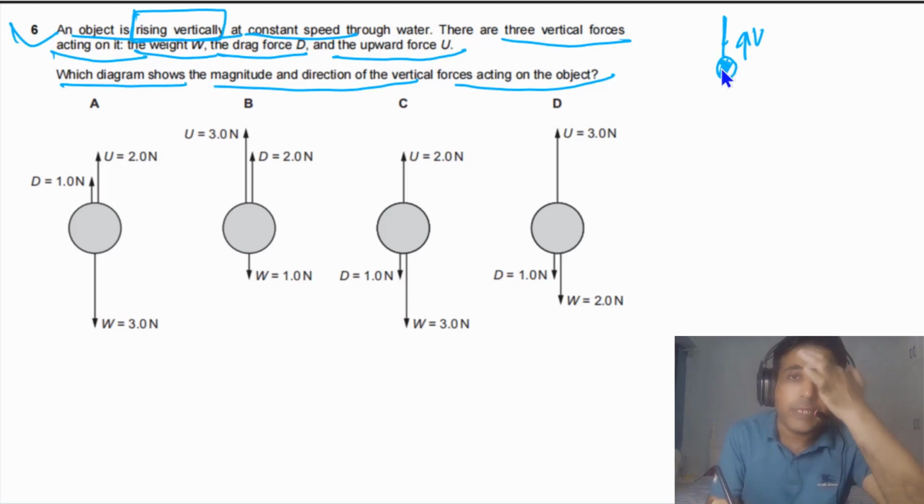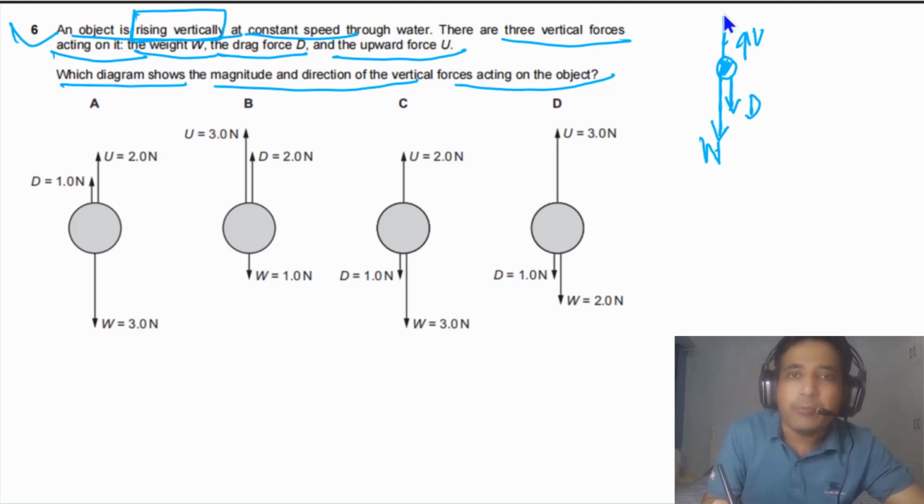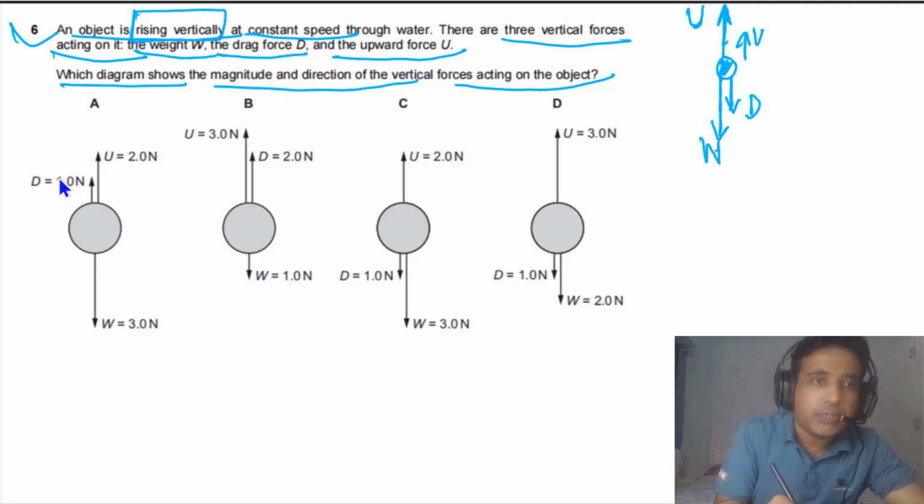If the object is moving up, it means that the drag force has to be downwards. Force of gravity always acts downwards, and upward force always acts upwards. If we have this basic understanding, based on this we can answer this question. For this question, option A is telling us drag force is upward, so this is wrong. Drag force is upward here too, so this is also incorrect.